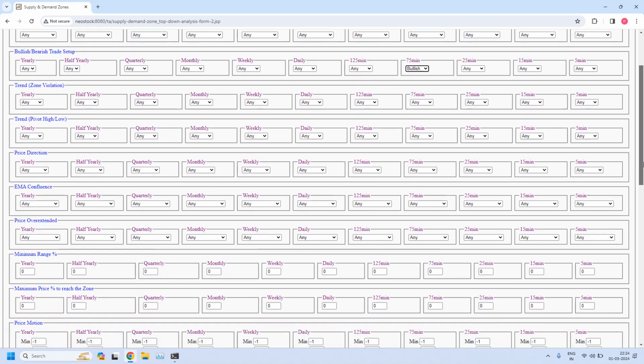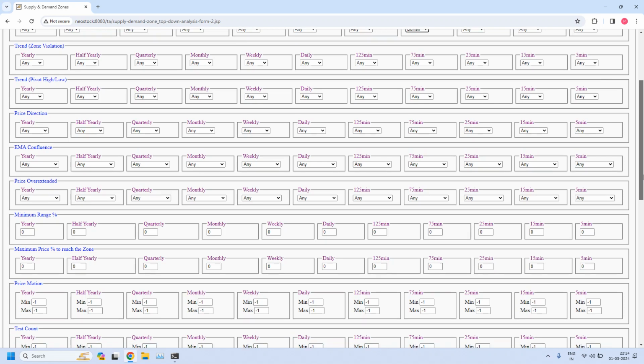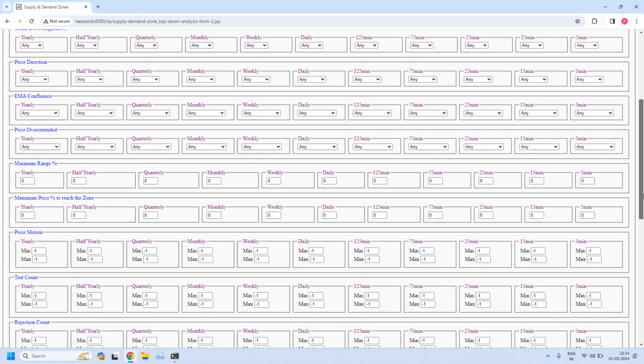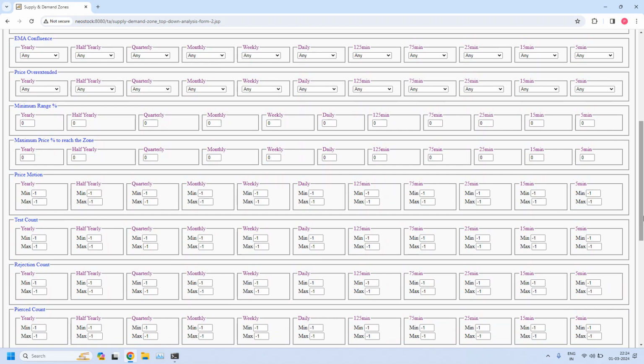Now let us add the filters. The first filter is we don't want pierced zones. So at 75 minutes, this time in pierced count for 75 minutes zones, the value should be 0, 0. We don't want pierced zone. This value will be set to demand zone, not for supply zones, because we have selected our entry zone as demand zone.